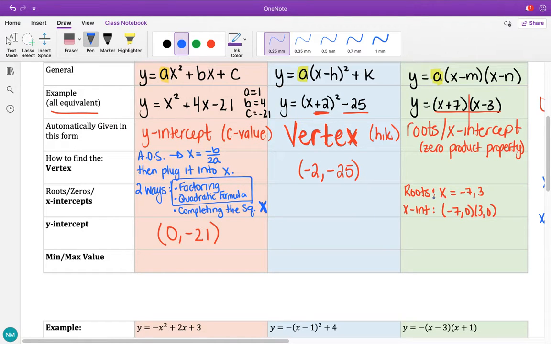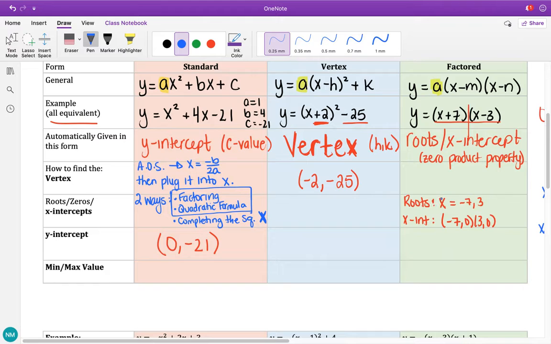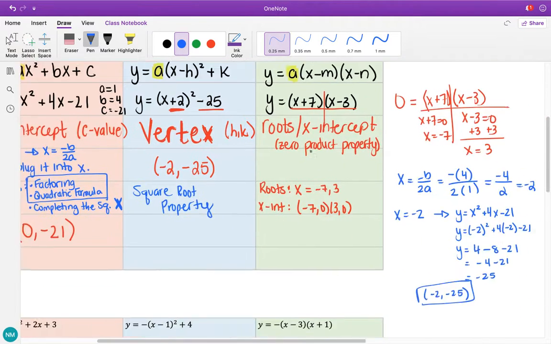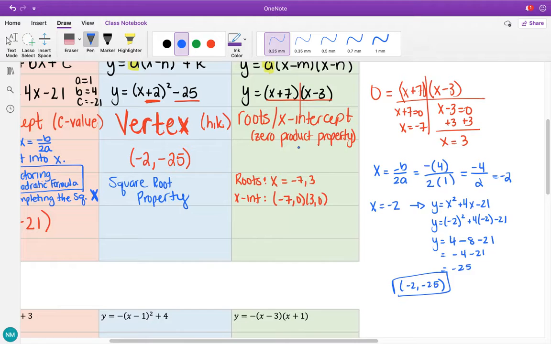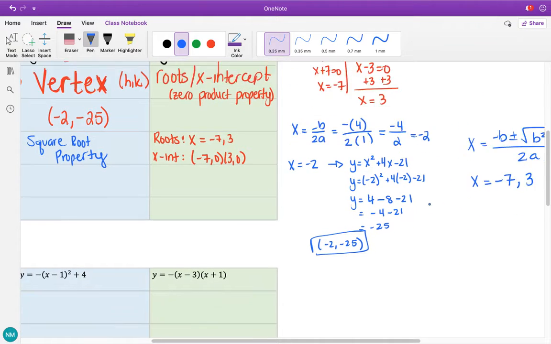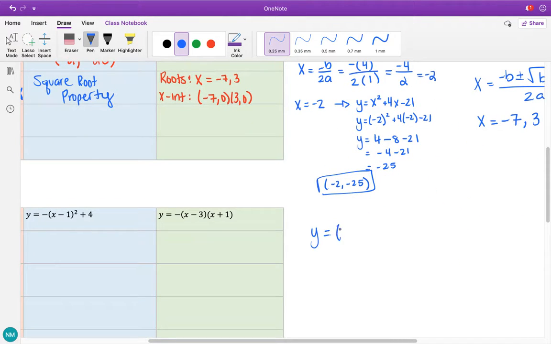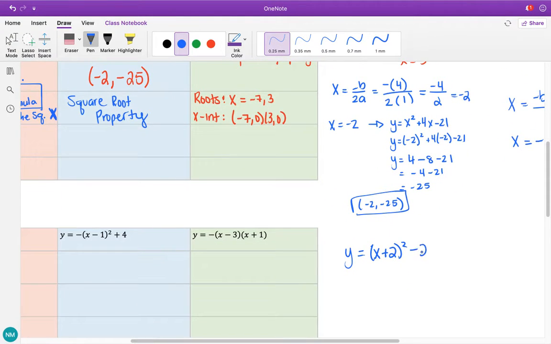Okay, so what about if it's in vertex form? How do I find the x-intercepts if it's in vertex form? Well, you would use the square root property, which is what we learned about in the last section of lessons, right? So let me write it over here. So we have y equals x plus 2 squared minus 25.